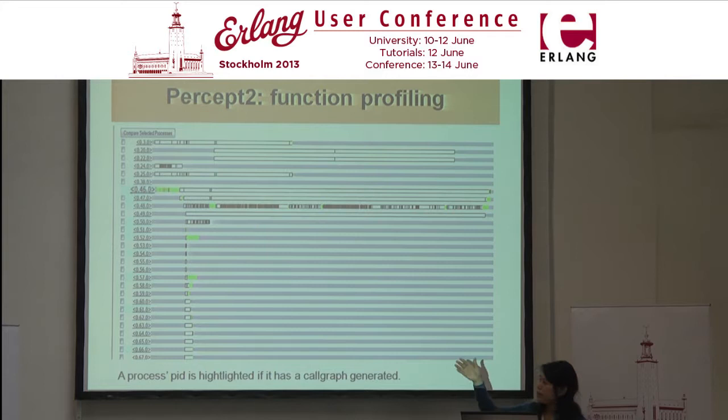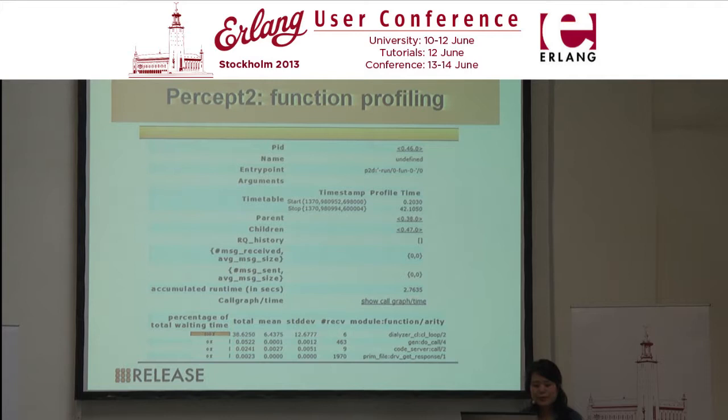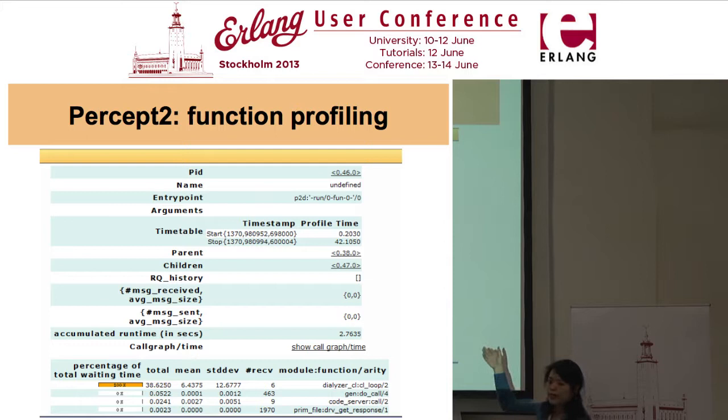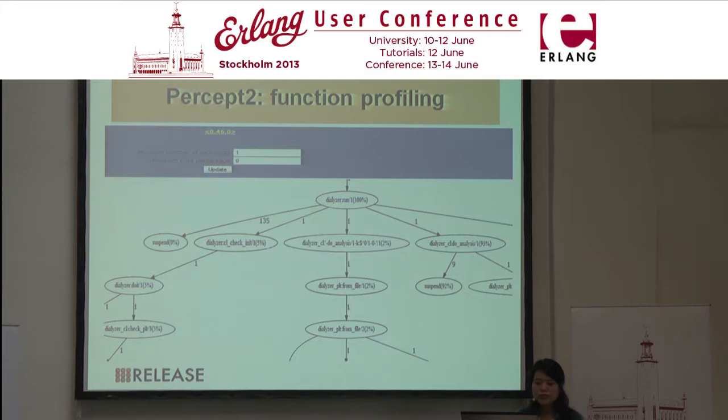If I want to see the call graph for this PID, I just click on this PID link, which goes to the information page about this process, and you can see there's a link, show call graph and time information. You just click this link, and then we get the call graph for this process. It's context aware, because we do not combine nodes with the same function name. So you can actually see the call paths from this function to that function; the paths are not combined. The label shows how many times that function is called, and in the brackets is how much of the lifetime of the process is spent on this function call.